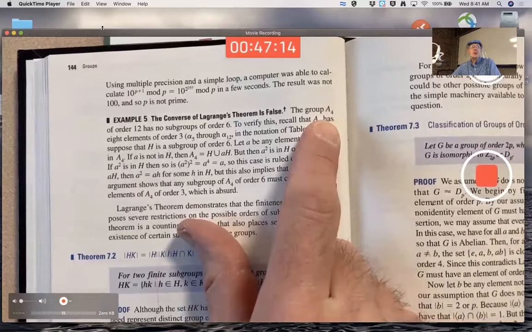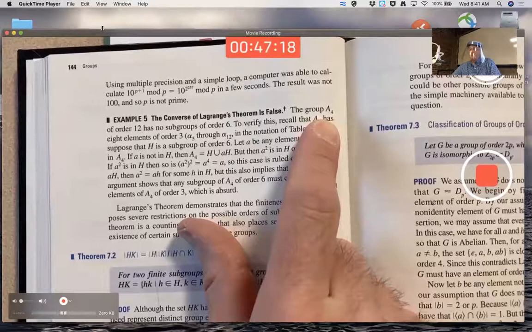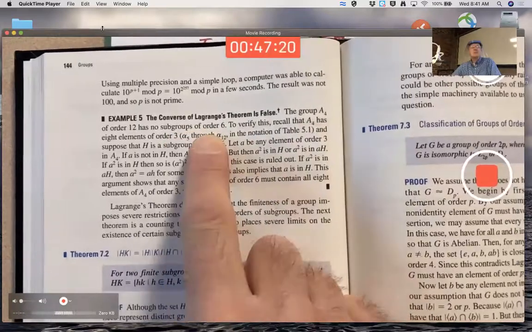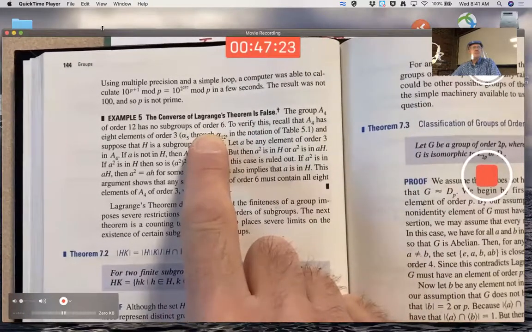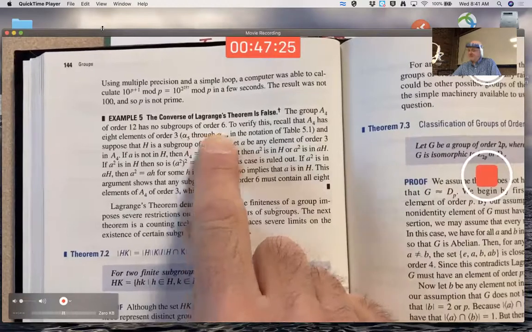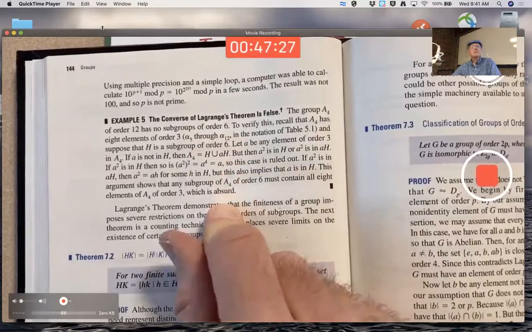The alternating group on 4 objects, those are the even permutations. It's got no subgroup of order 6, even though 6 divides 12. Very nice little argument for that.